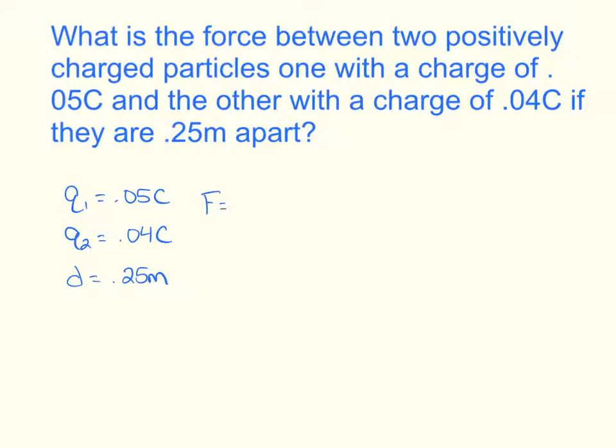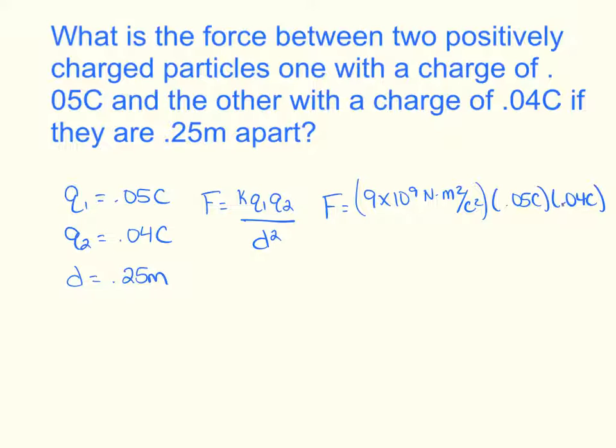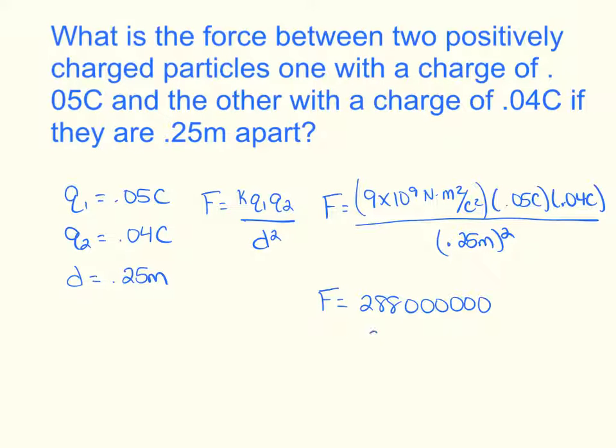Our equation is going to be F equals k q1 q2 all over d squared. When we write our setup, we're going to have 9 times 10 to the 9th newton meters squared per coulomb squared times 0.05 coulombs times 0.04 coulombs all over 0.25 meters squared. When we multiply that out, you're going to come out with a force of 288,000,000. If we put that into scientific notation, it would become 2.88 times 10 to the 8th.